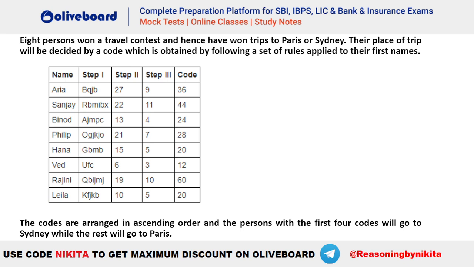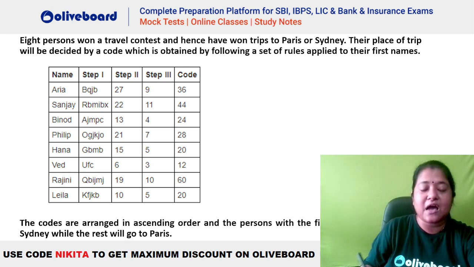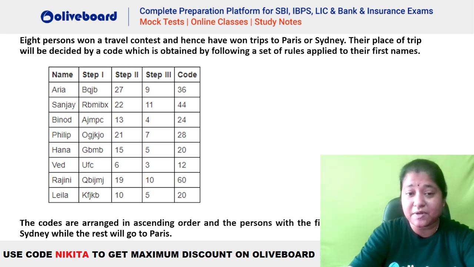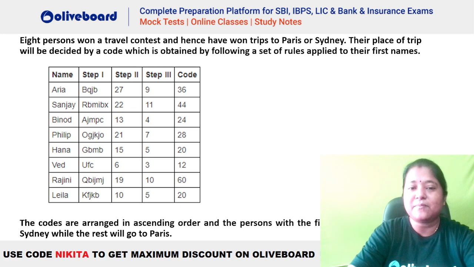Okay, so what is mentioned here? 8 persons are traveling a contest and hence they won trips to Paris or Sydney. Their place of trip will be decided by a code which is obtained by the following set of rules applied to their first names. So just go through this and let me know in the chat section, right? What is the logic for step number 1, what is the logic for step number 2, what is the logic for step number 3, and how do we arrive at the final code here, right? That is important to understand.